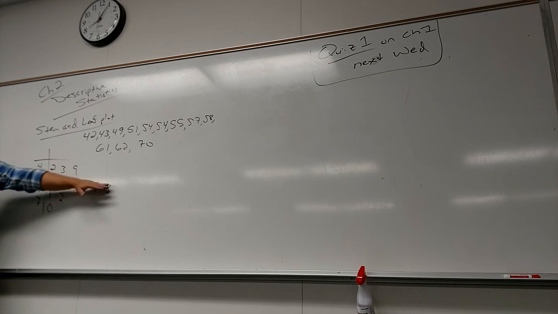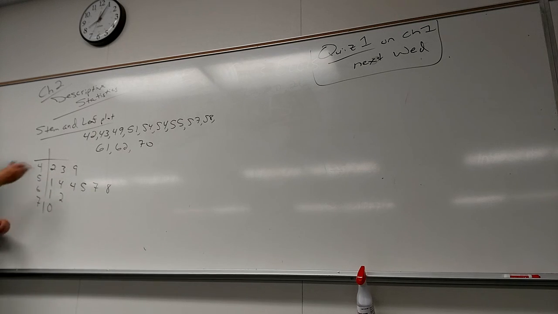Here's where most things were. Very few things over here. It's not perfectly... Anybody know what that shape is? That shape? Bell curve. It's also called the normal curve. It's called a normal curve because heights do this.